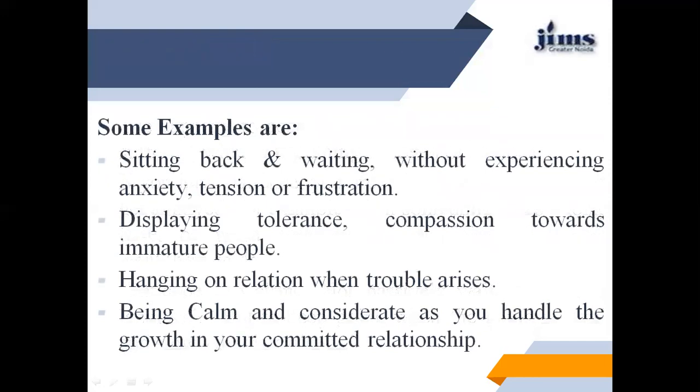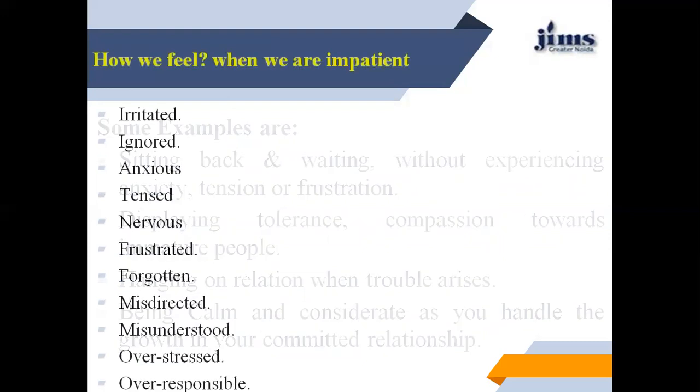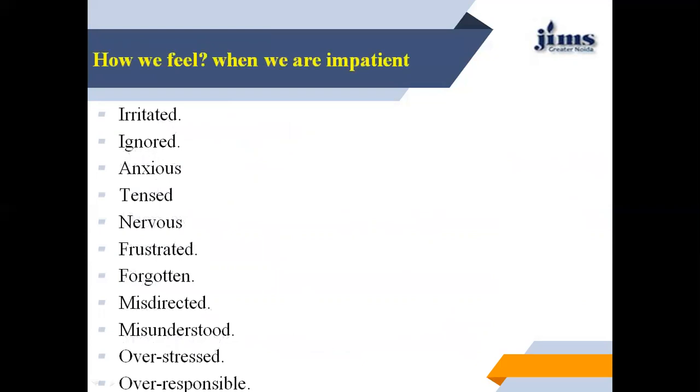Some examples of patience are sitting back and waiting without experiencing anxiety, tension or frustration, displaying tolerance, compassion towards immature people, hanging on in the relation when trouble arises, being calm and considerate as you handle the growth in your committed relationship. How we feel when we are impatient. We get irritated, ignored, anxious, tensed, nervous, frustrated, forgotten, misdirected, misunderstood, overstressed, over-responsible.